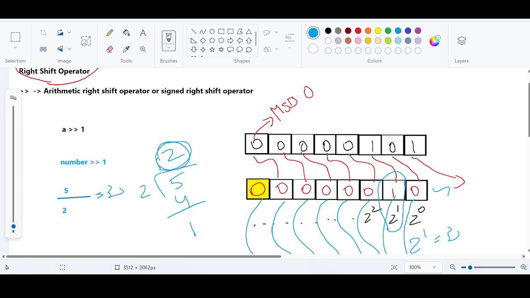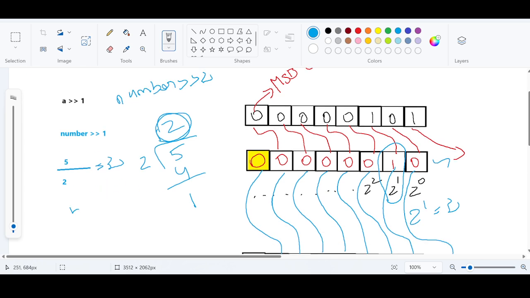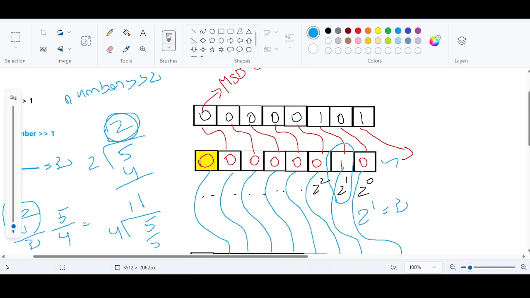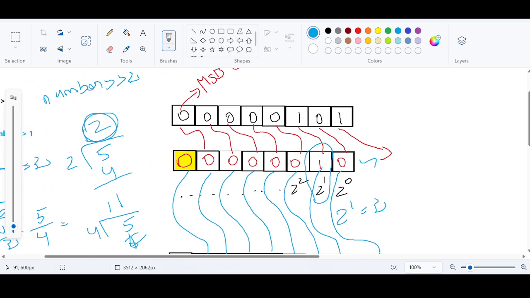Next, we have also done the number right shifted by 2. Same thing, 5 divided by 2, and again this whole result is going to get divided by 2. It is going to be like 5 divided by 4. Mathematically, 5 divided by 4: 4 ones are 4, remainder is going to be 1. So the quotient part is 1.